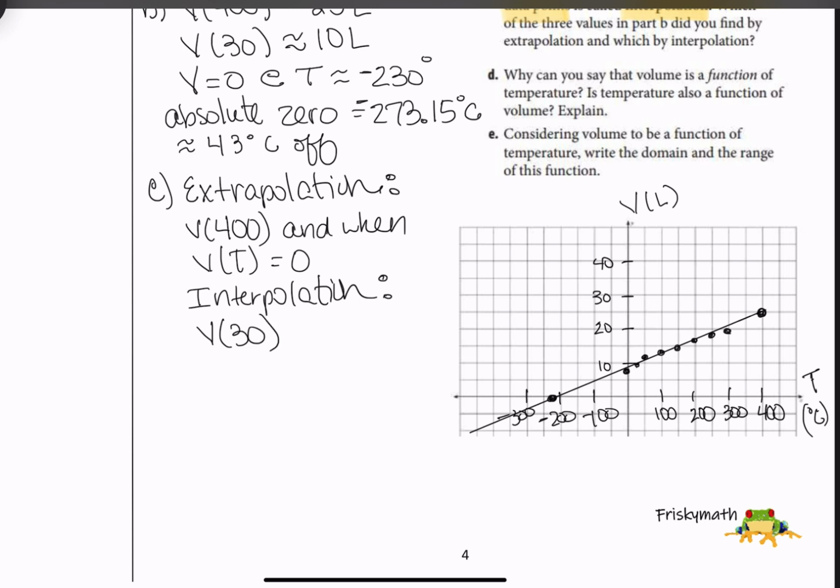D, why can you say that volume is a function of temperature? So remember the definition of function. For every input, there is one and only one output, right? So we can say that volume is a function of temperature because for every input of temperature, I only have one output of volume.